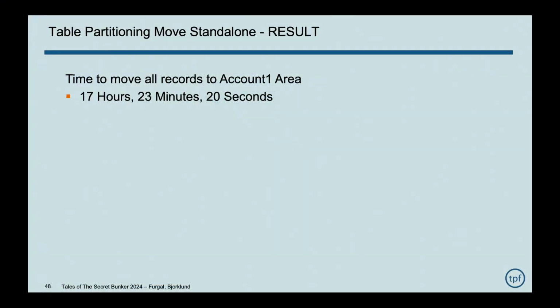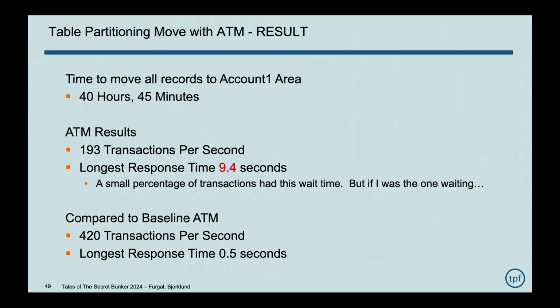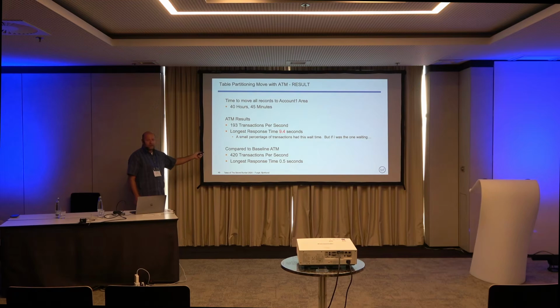So 17 hours, 23 minutes, 20 seconds. Add the ATM to it, and that 17 hours went to 40 hours and 45 minutes. The ATM results dropped to 193 compared to the 420. And remember, when we did table petitioning, I think we were at 240. So less than the table petitioning results, and the longest response time was 9.4 seconds. Again, small percentage of the transactions had this wait time, but if it was me, I'd be pretty mad, right? Still waiting 10 seconds, never mind the 59 seconds from before.